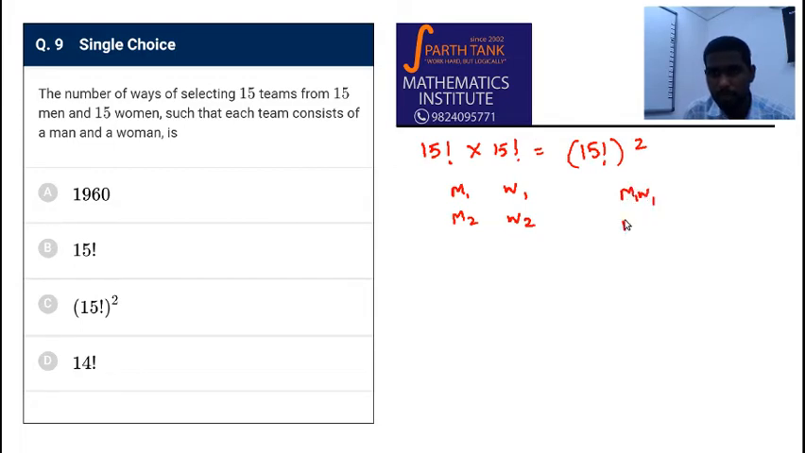M1, woman 1, a team; M2, woman 2, a team. Or M1, woman 2, a team, and M2, woman 1, another team. So there are 2 ways of forming 2 teams, which is only 2 factorial.